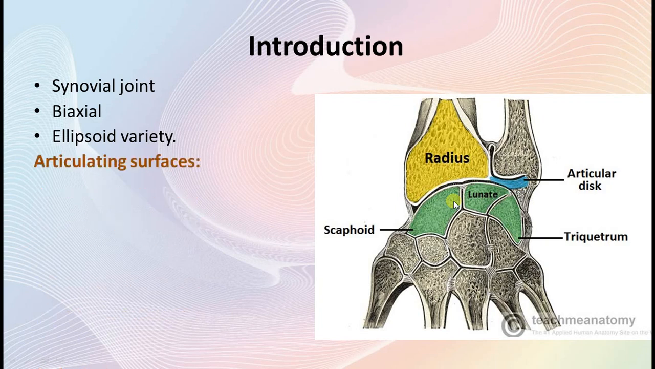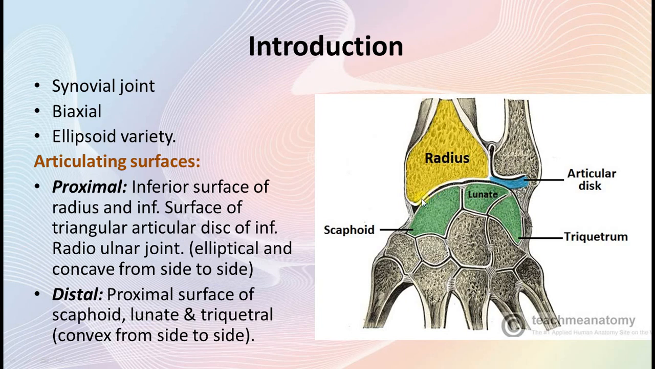What will be the articulating surfaces? The superior or proximal articulating surface is formed by the inferior surface of the radius and the lower surface of the triangular articular disc. The articular disc has an apex and a base, through which it is attached to the radius, and to the groove between the lower end, that is the head of the ulna, and the styloid process of the ulna.